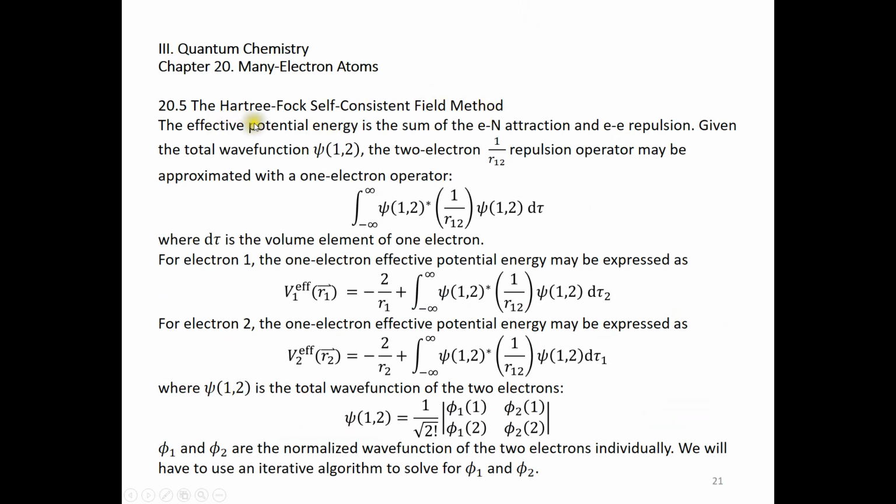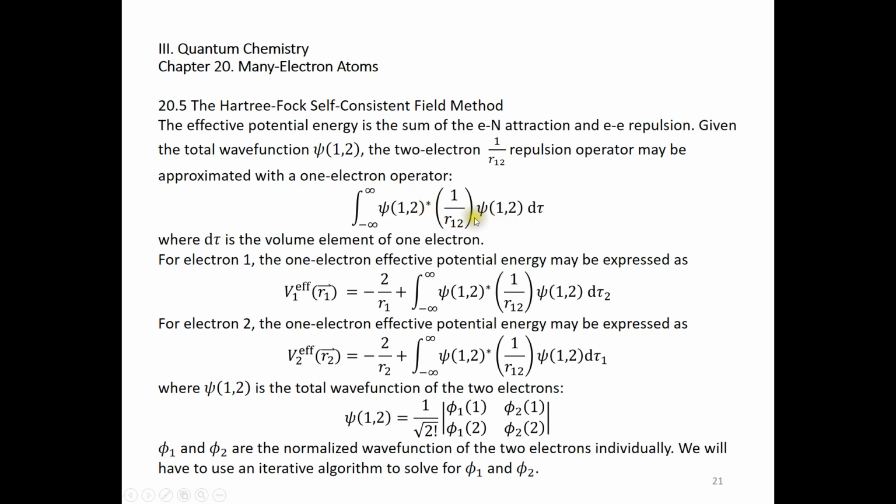So over here, the effective potential energy is the sum of the attraction and repulsion, and given the total wave function psi of 1 and 2, we can somehow evaluate the repulsion operator of the 2 electron repulsion. Here, this is our approximation. We can just integrate the total wave function. This means complex conjugate. So this is the complex conjugate of the total wave function of the 2 electrons.